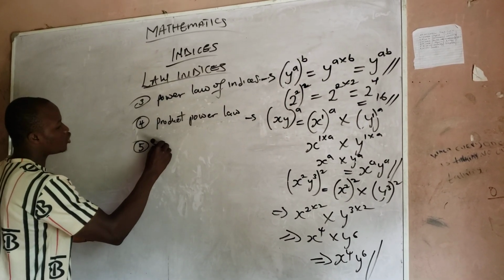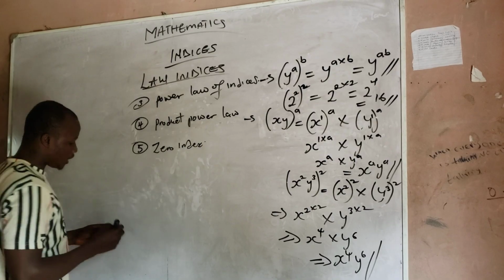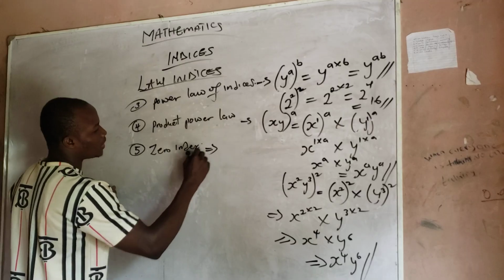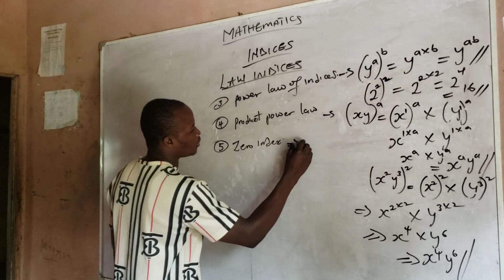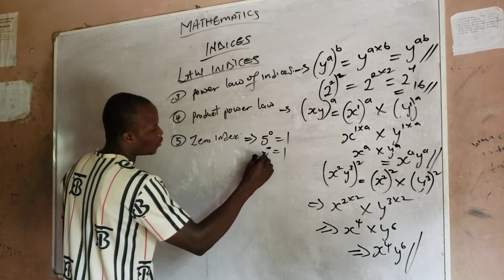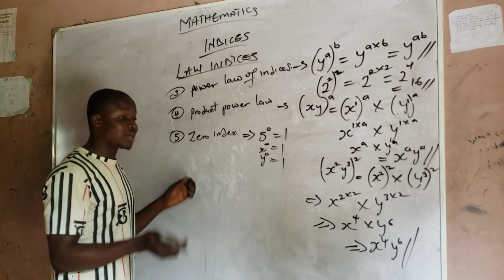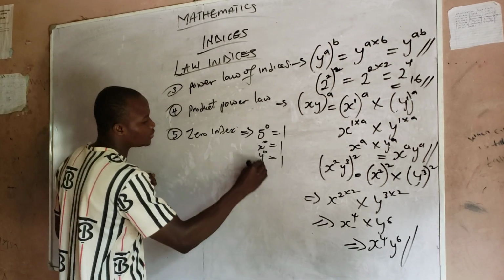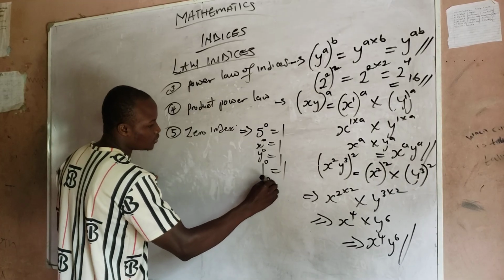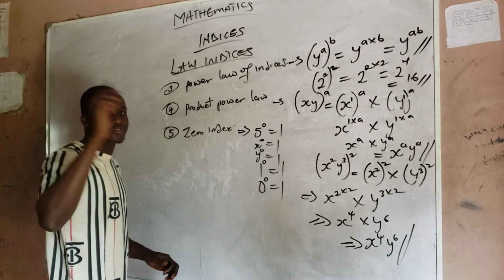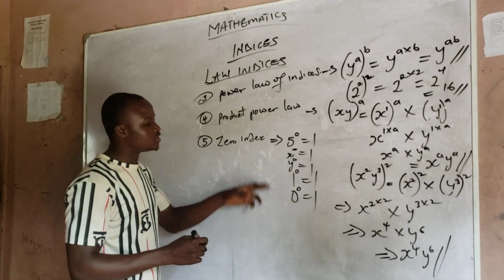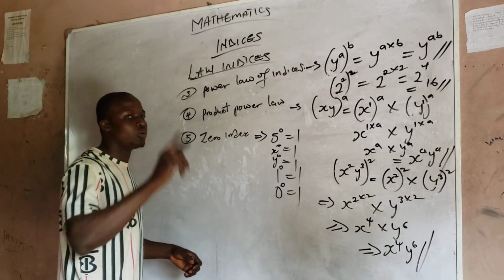The next law is zero index. Zero index is telling us that whenever any number is raised to the power of 0, the answer is 1. When you have 5 raised to the power 0, you have 1. X raised to the power 0, you have 1. Y raised to the power 0, you have 1. Any number at all that is raised to the power of 0 becomes 1. Even 1 itself raised to the power of 0 becomes what? 1. Even 0 raised to the power of 0 becomes what? 1. So that is what the zero index law of indices is telling us, that any number raised to the power of 0 becomes 1.